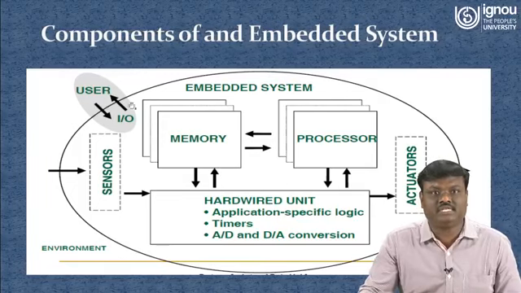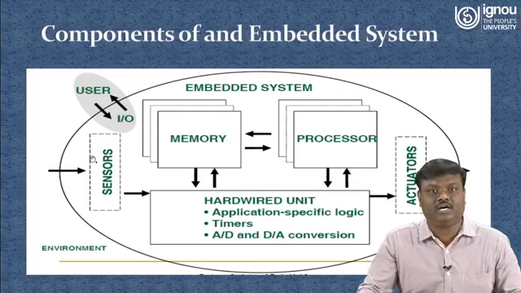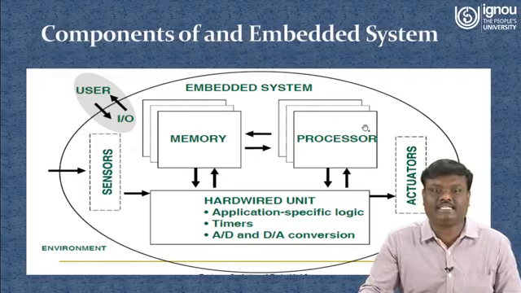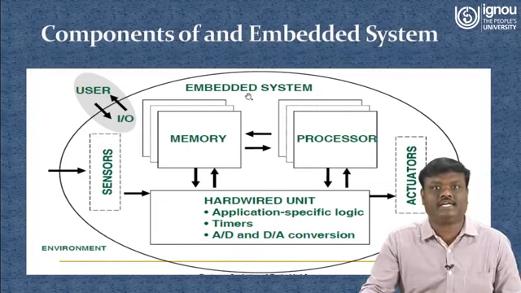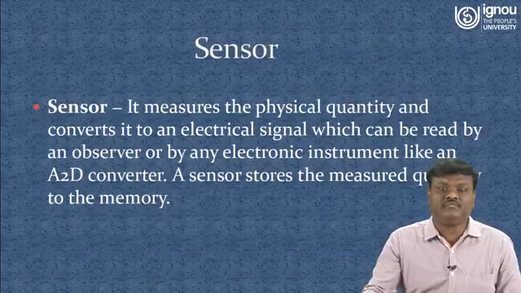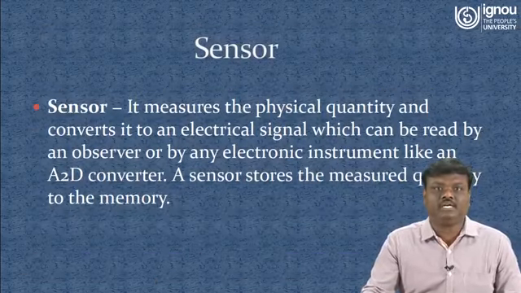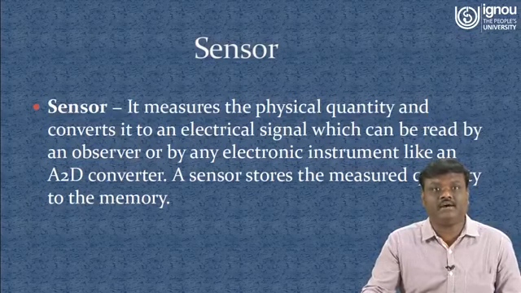Here you can see the user is sending the input parameters, and this particular thing we can call an embedded system environment. So the whole thing that is placed inside the oval, we can call the embedded system environment. Let us see one by one the components which are part of the embedded system.